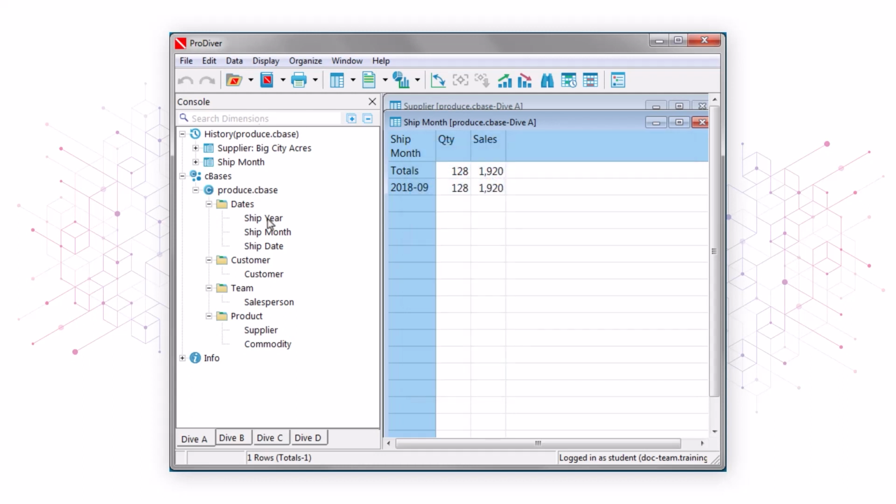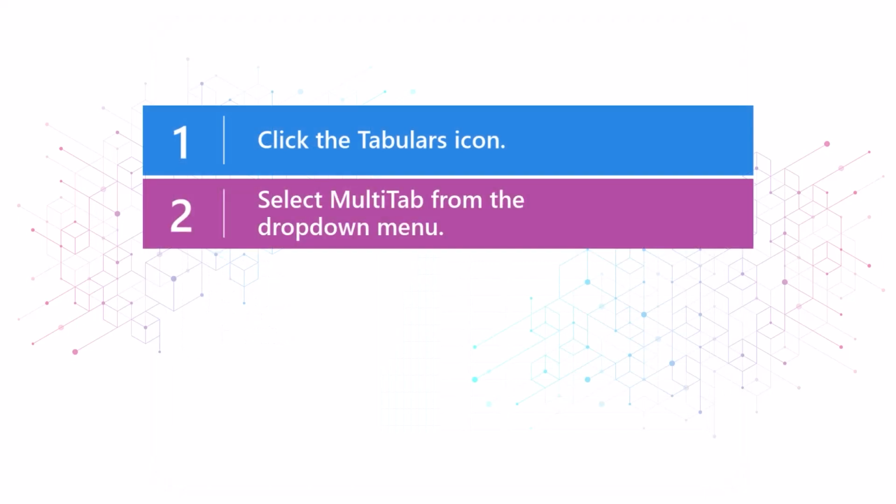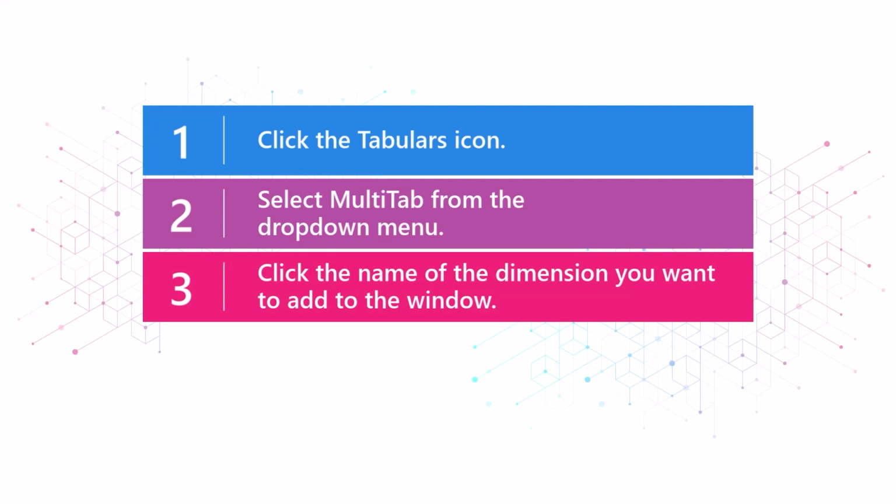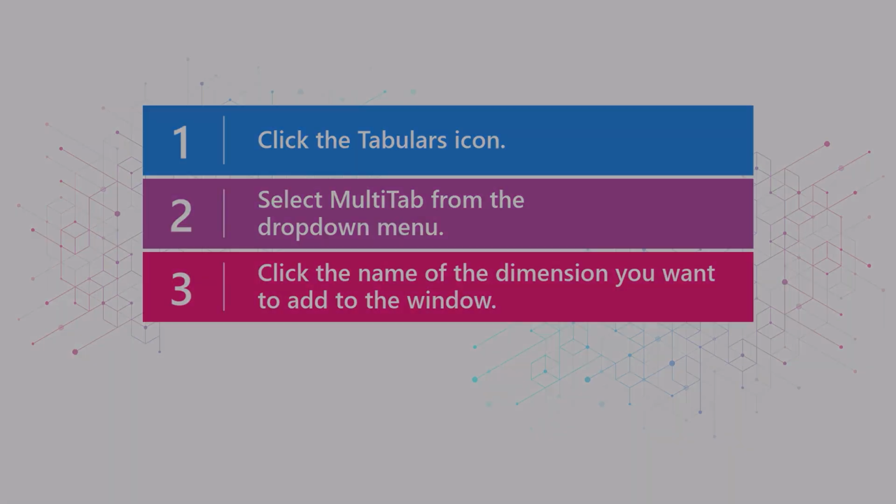So that's how you create a multi-tab view of your data. You click the tabulars icon, select multi-tab from the drop-down menu, and then click the name of the dimension that has the information you want to add to the window.